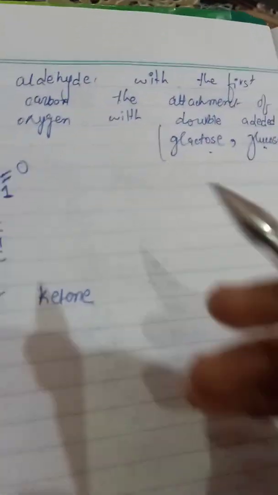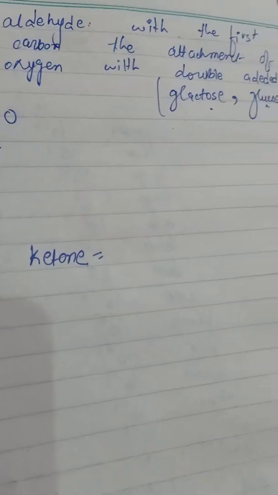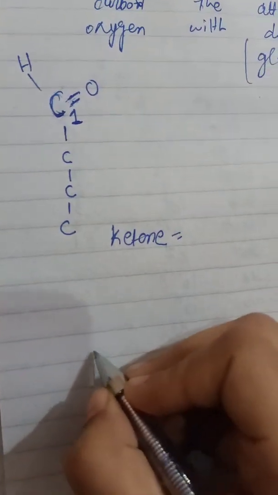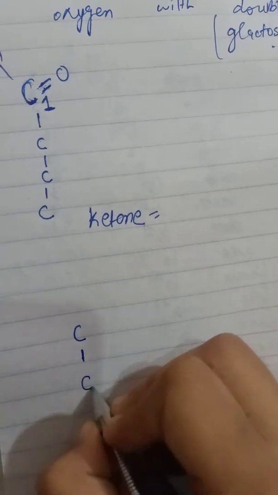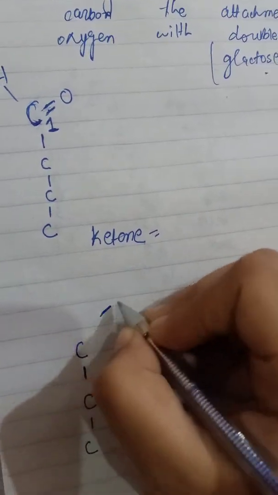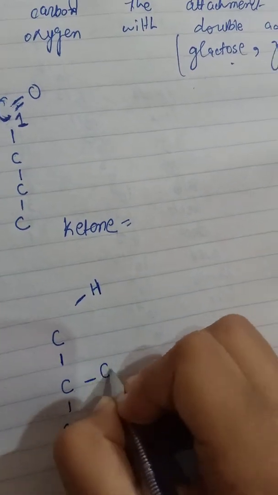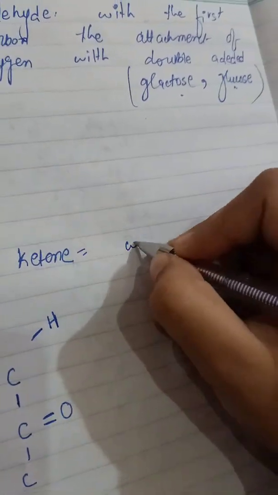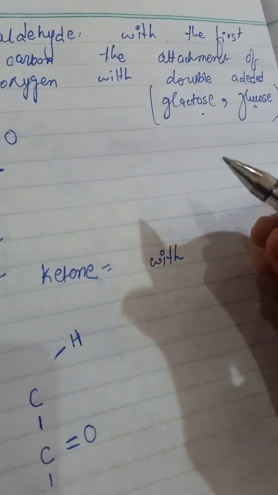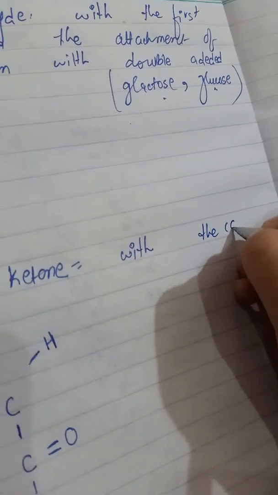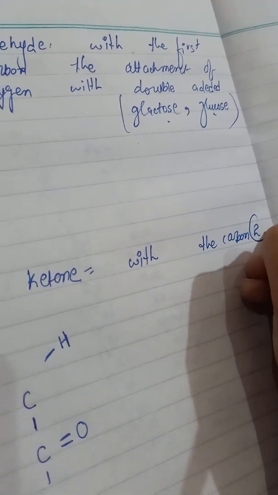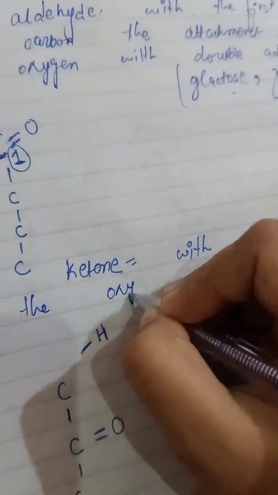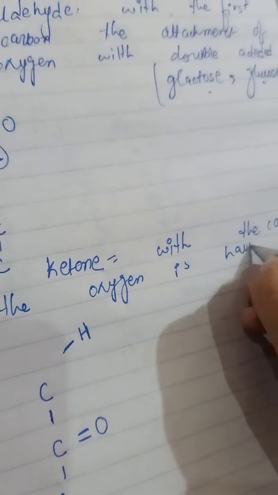Now talking about the ketone group, firstly I'll make the structure to identify the ketone. Ketone is also a functional group like aldehyde. Here there is carbon number 1 and carbon number 2, and the oxygen has a double bond.